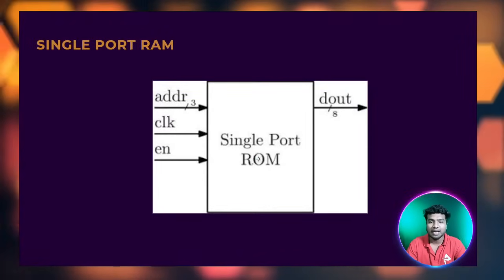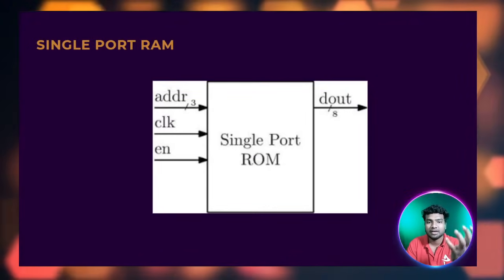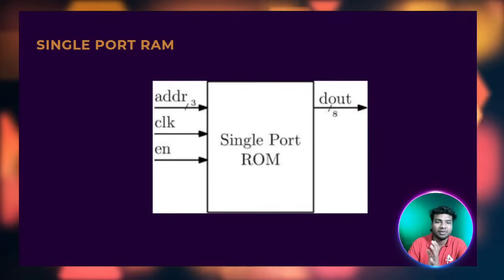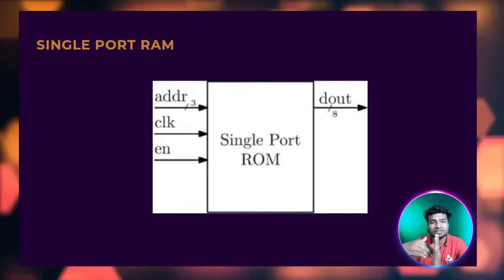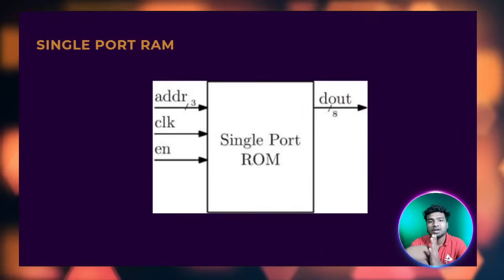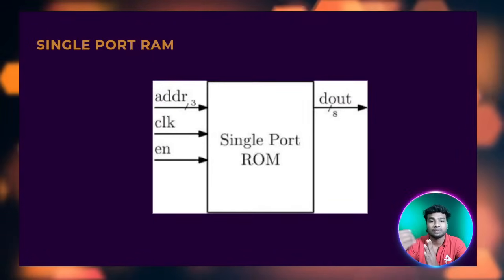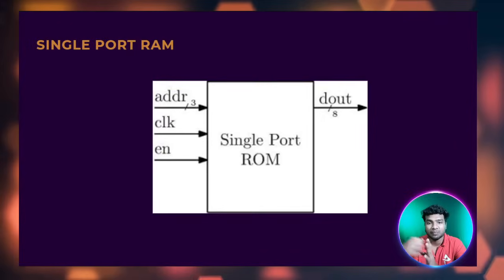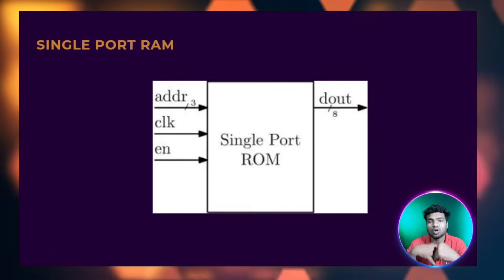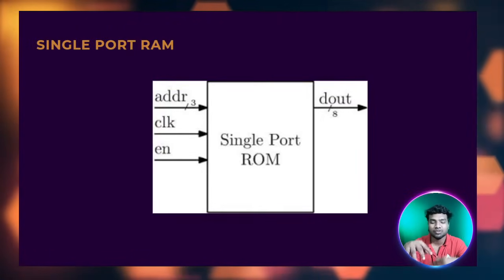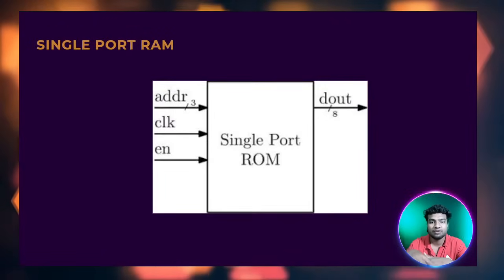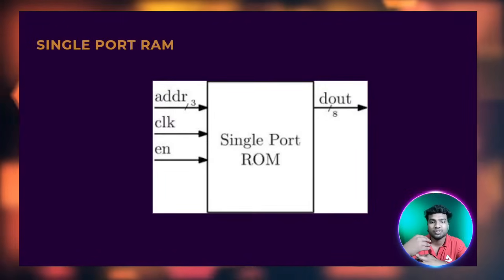RAM means we can store some data in the memory locations. If you have one memory, it has a lot of memory locations, you can store data into a memory location, and then you can access that location by using the address. Without the address you can't access the RAM. So you access the RAM by using the address, clock input, and enable signal. These are the main input signals for the RAM, and the output signal is DOUT.